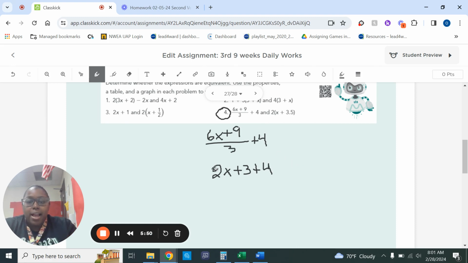Now, the next thing, I have 2x plus 3 plus 4. Well, I have two constants that don't have variables. And they have the same exponent, which is 1, because 1 equals themselves. So I'm going to add this together because both of them are positive. So that gives me 2x plus 7. So that means this one on the left equals 2x plus 7.